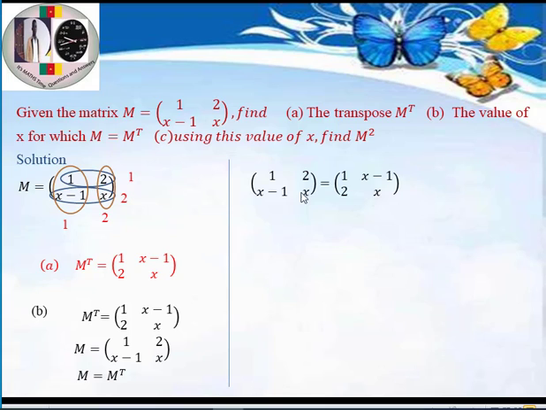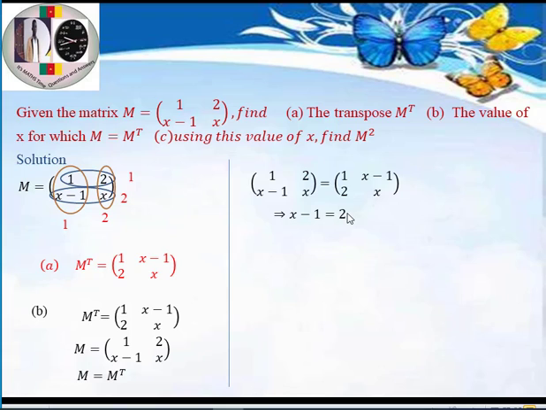I will select x minus 1 equals 2. This entry equals this entry, so x minus 1 equals 2. If x minus 1 is equal to 2, we can take minus 1 to the other side of the equation, so we can bring like terms together.